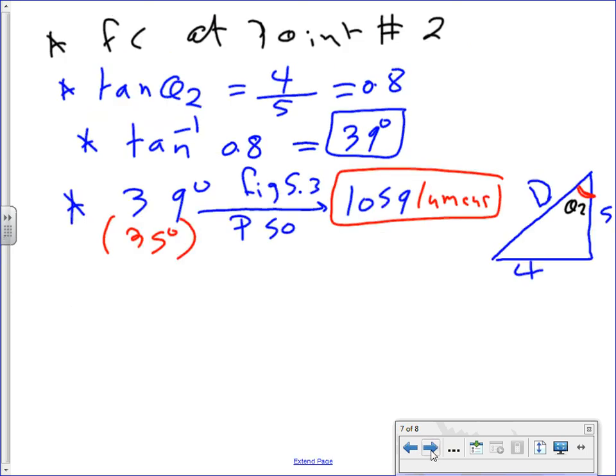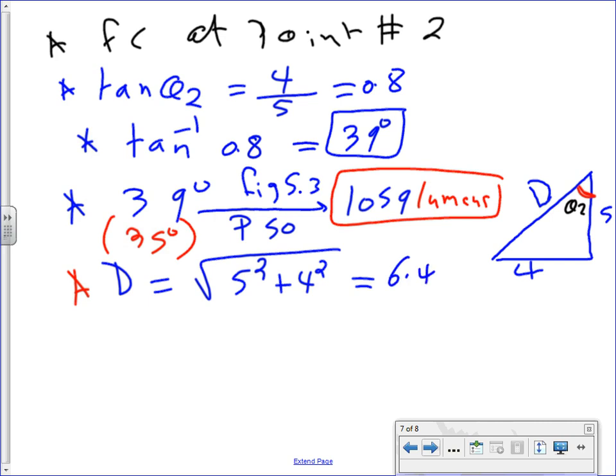D, you can see where D is. Here's D. Pythagorean theorem says you square the two sides, add them up, and take the square root of it, and you find D. So D equals, from the Pythagorean theorem, the square root of 5 squared plus 4 squared. That gives 6.4 feet.